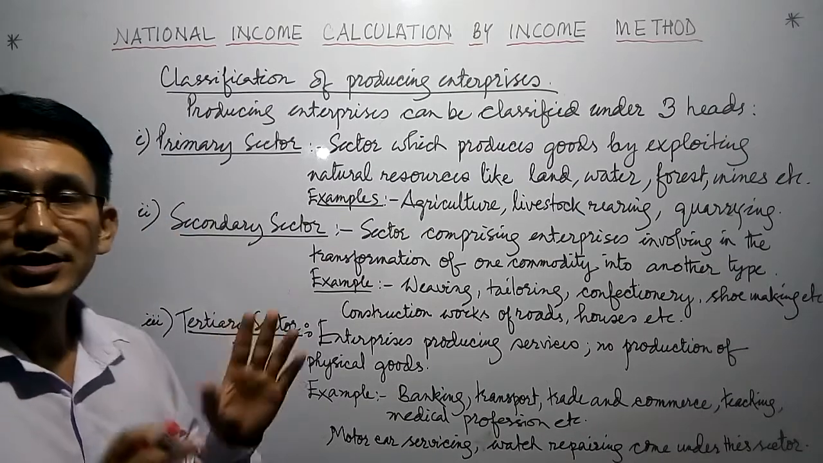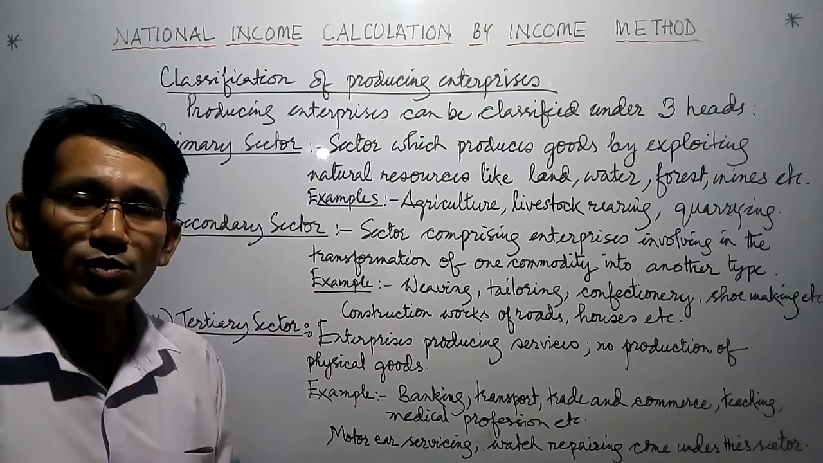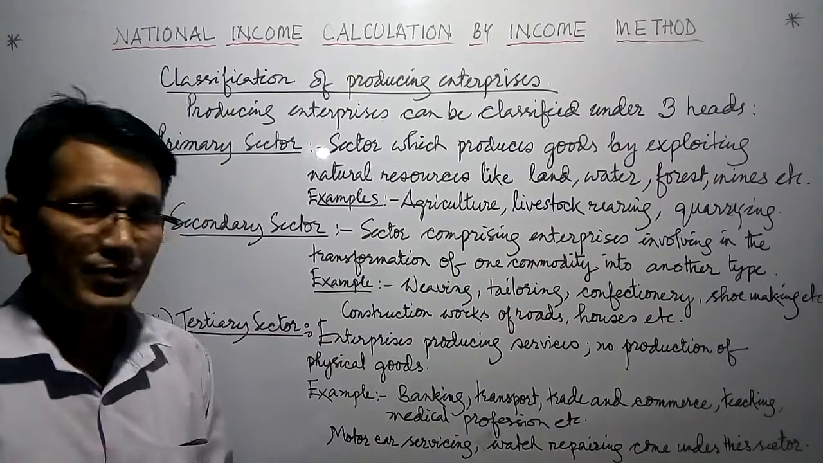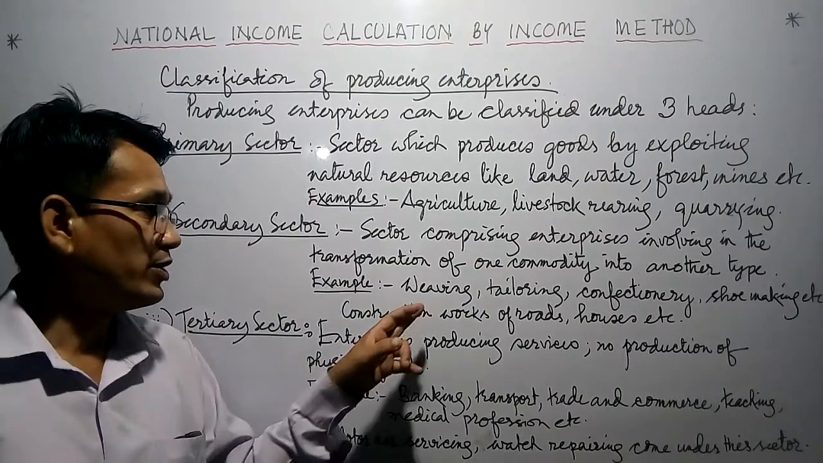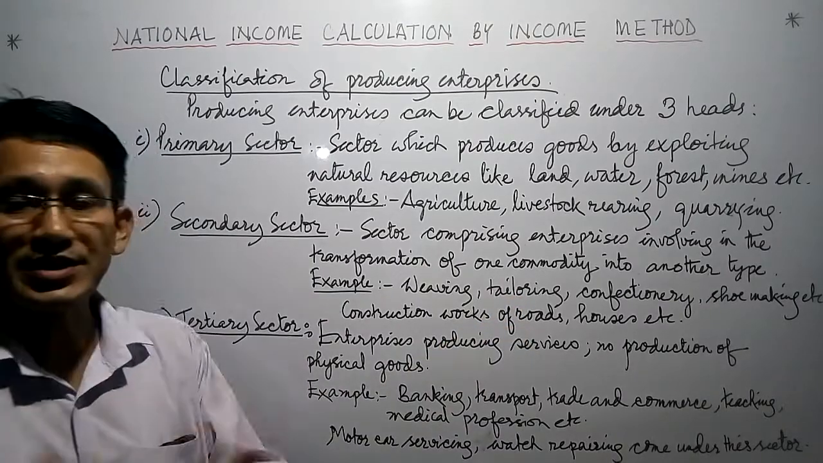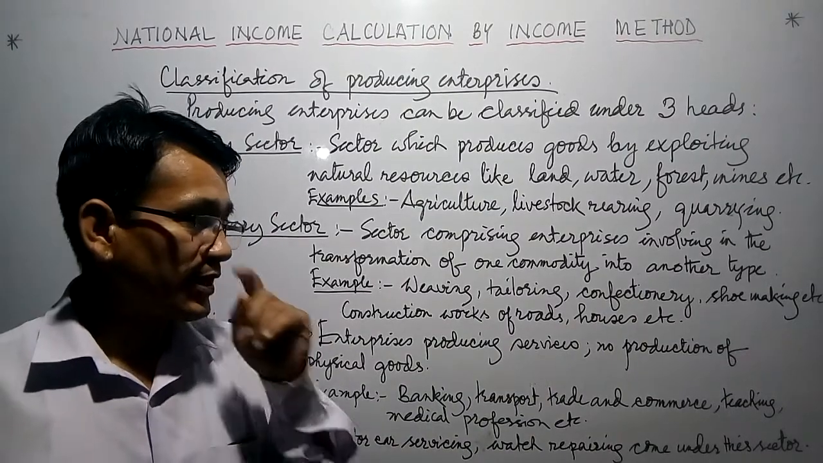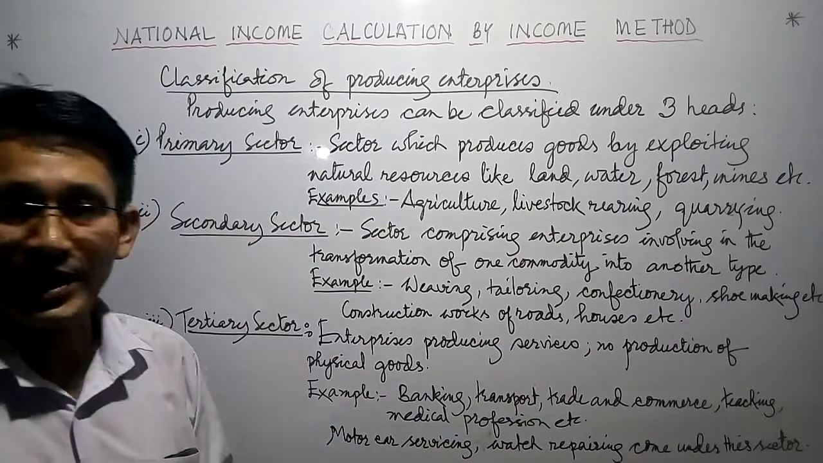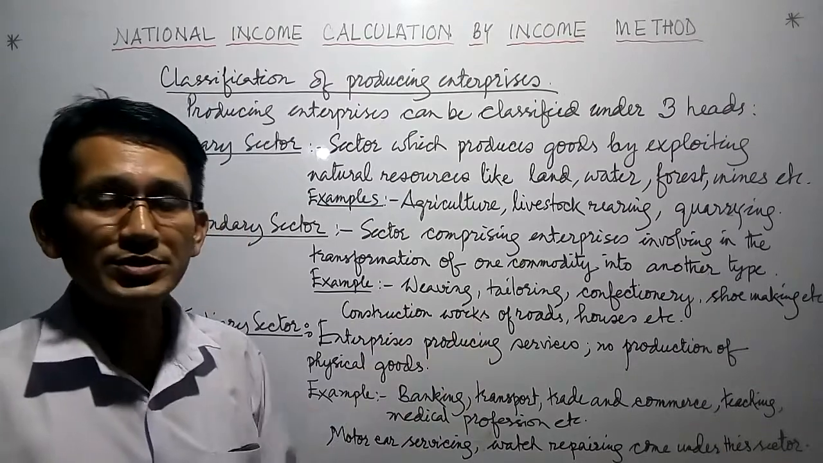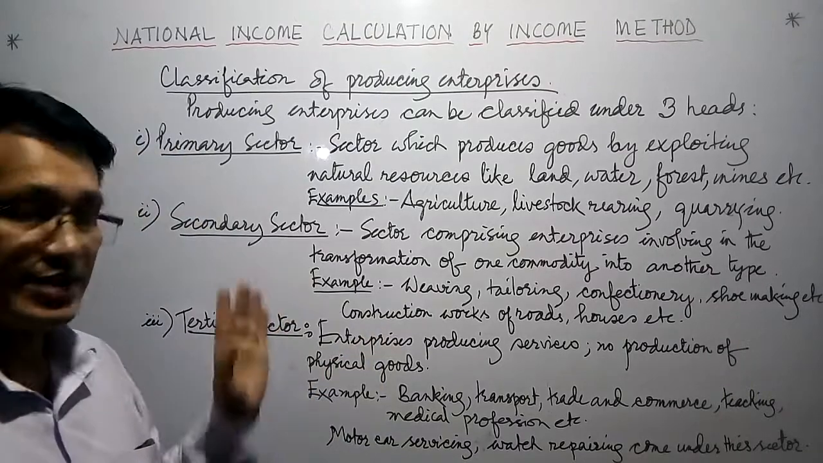Then the secondary sector comprises all those enterprises which are involved in the transformation of one product into another. For example, weaving, in which yarns are converted into cloth. Tailoring, where cloth is converted into garments. Confectionery, sweets, bakery, etc. And shoe making from leather, cloth, or rubber. Construction work of roads, houses, bridges, markets, and hospitals is also included in the secondary sector.